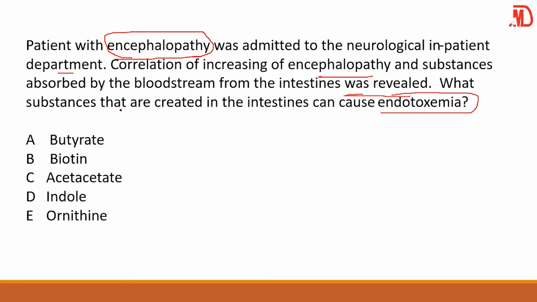And these are all not good for the brain. So the question is, from the four, which one of them can you see in this question? What substance are we talking about? Of course, indole. So your answer is D. Indole. All right.